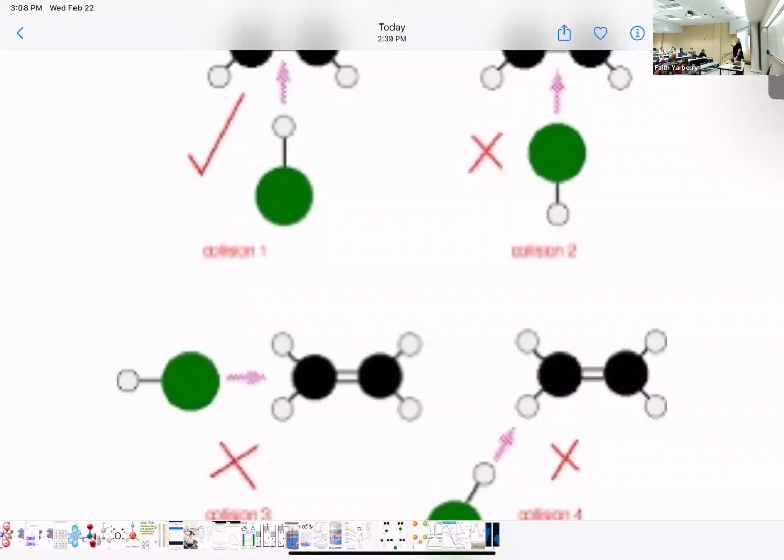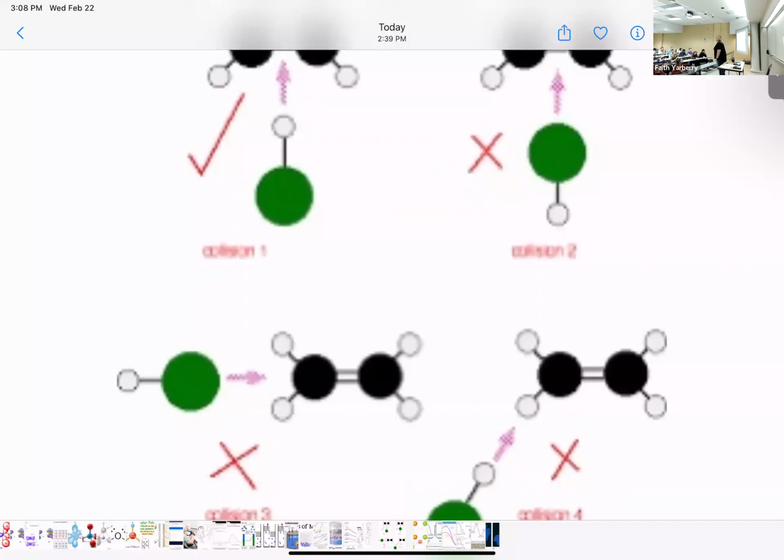So again, this is basically illustrating that the molecules must collide with the correct orientation for a reaction to occur. Any other orientation, the reaction is not going to occur.